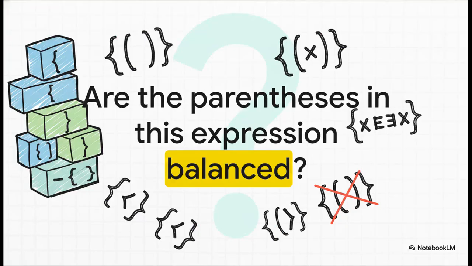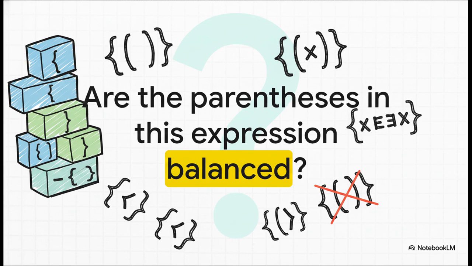So here's the challenge. You get a string of characters like this. Your job is to figure out, are all the parentheses, brackets, and braces balanced correctly? Take a second and look at it. How would you even begin to solve this? You can't just count them, right? Because the order and the nesting matters.